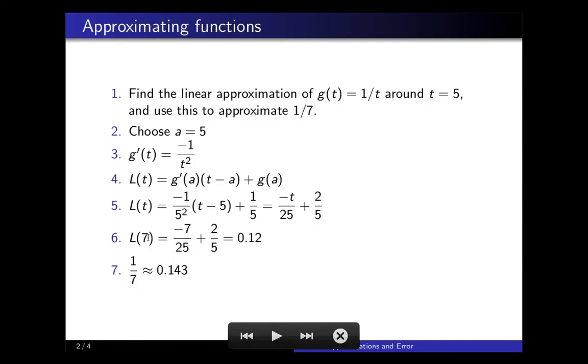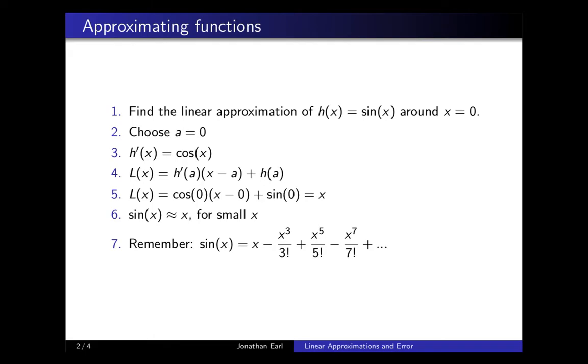So here we would again ask, what is the value of t that we need to take so that g of this t value is the thing we want to approximate? Well, we need to take t to equal 7. That way g of t will give us 1 over 7. So L of 7 will be approximately g of 7. L of 7 is going to be minus 7 over 25 plus 2 over 5, which is 0.12. And 1/7 is approximately 0.143. So again, we come up with an answer that's pretty close to the actual answer, which is a good thing.